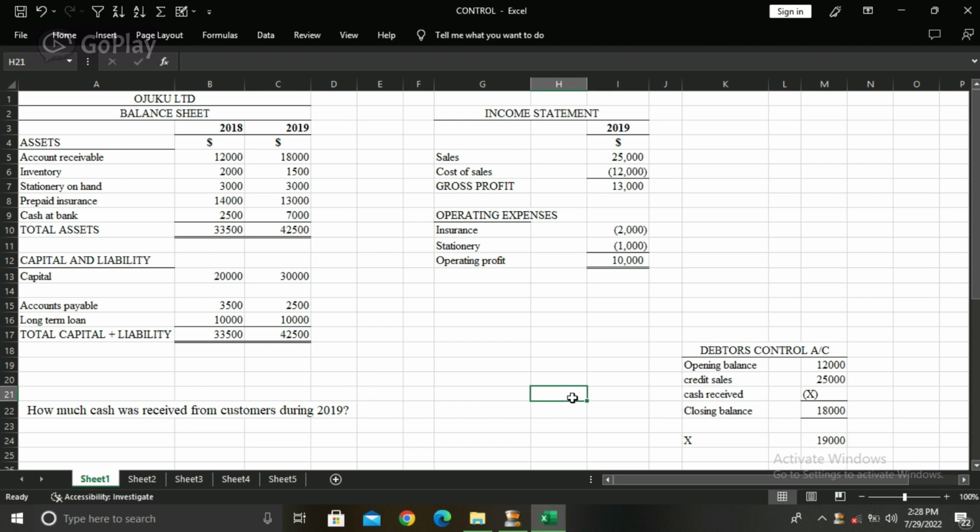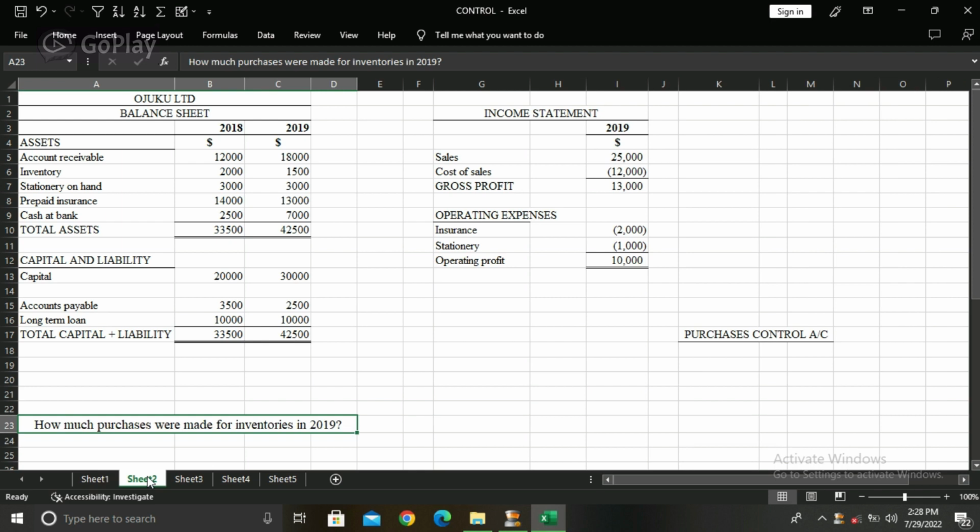So that is how to solve this particular part of the control account, when you are being asked to calculate the amount of money received from customers during the year. Then we move to the next one.